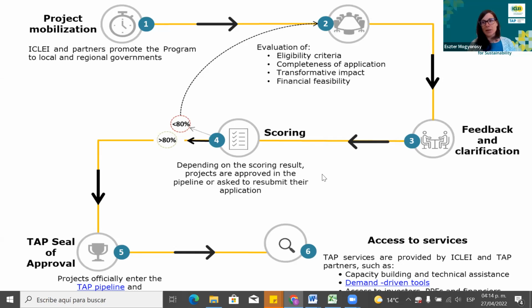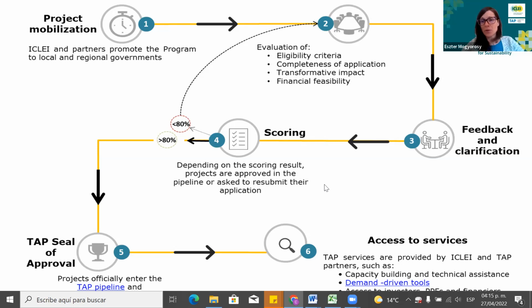Our criterion is that if the score is above 80%, then the project is approved to our pipeline. If not, then we encourage the project to revisit its application and resubmit it at a later stage. The projects which are approved to our pipeline get a symbolic seal, we call it the TAP seal of approval, and then they become a part of our pipeline. Projects access services. Based on the score, and on whether they are approved to the pipeline or not, they can access different services.